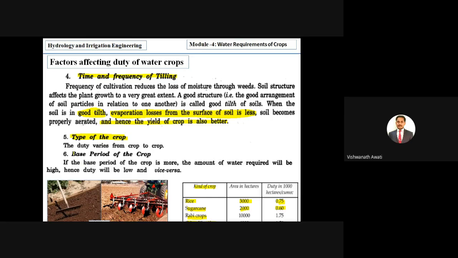Then the base period of the crop, which we studied. Base period of a crop is from the first watering, before sowing of the seed, to the last watering before harvesting, and it all depends on the type of crop. So it varies with the base period of the crop. The longer the base period, the more water is required, hence duty will be low, and vice versa.